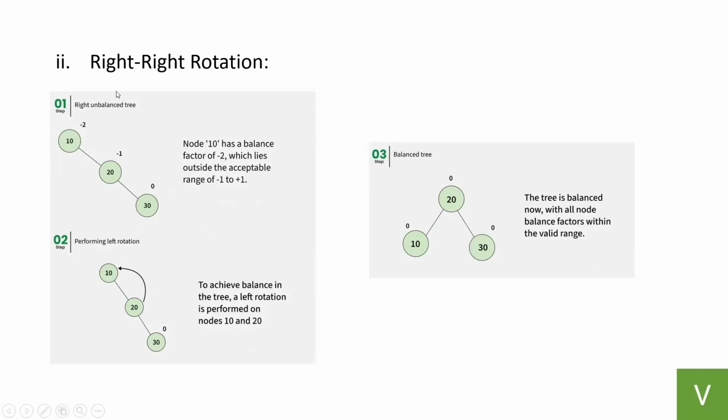Now let us look at the second type of rotation, which is right rotation. In this, let us consider we have a node 10. It has no left subtree and two nodes in the right subtree, which are 20 and 30. First, we will start from the bottommost node. We will check the balancing factor for the node 30.